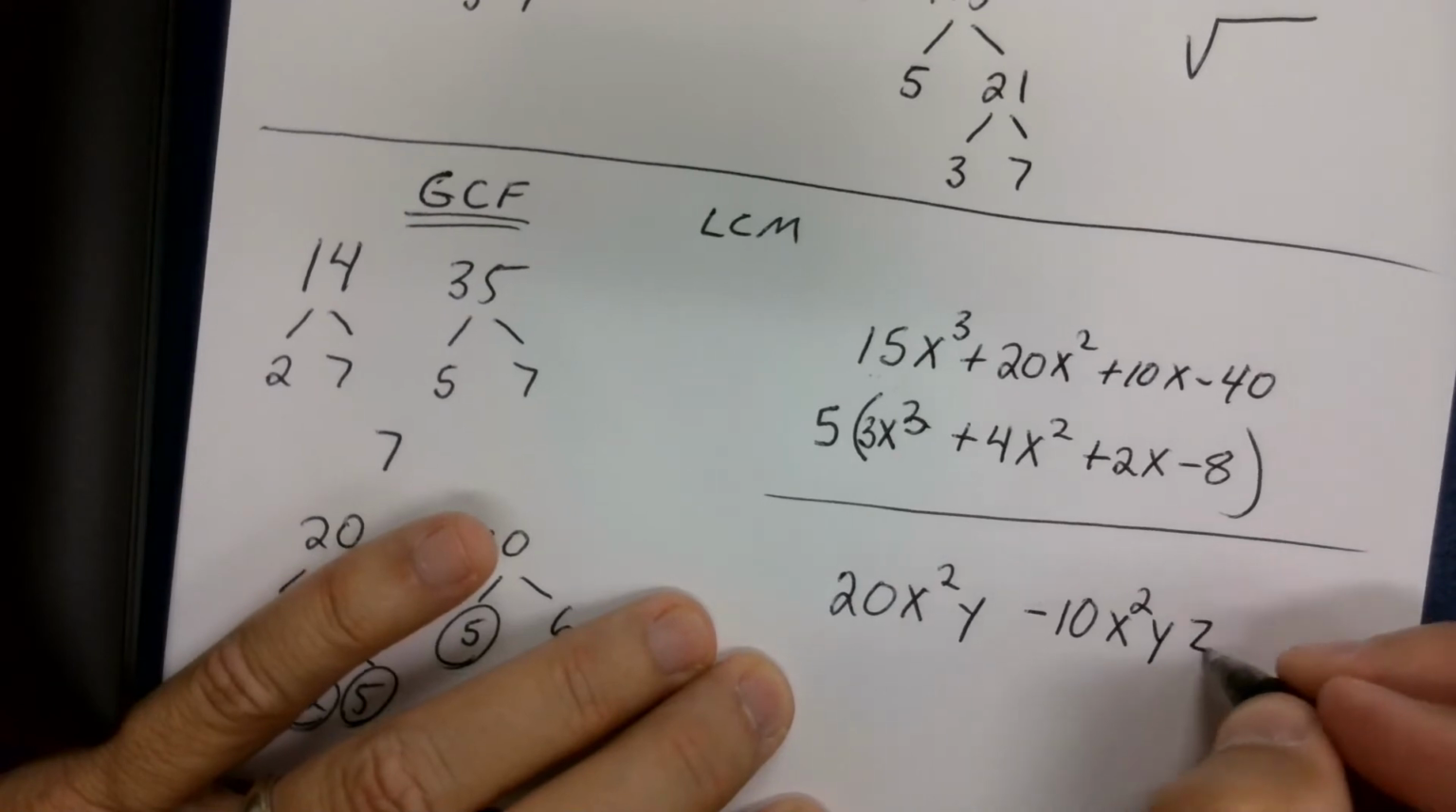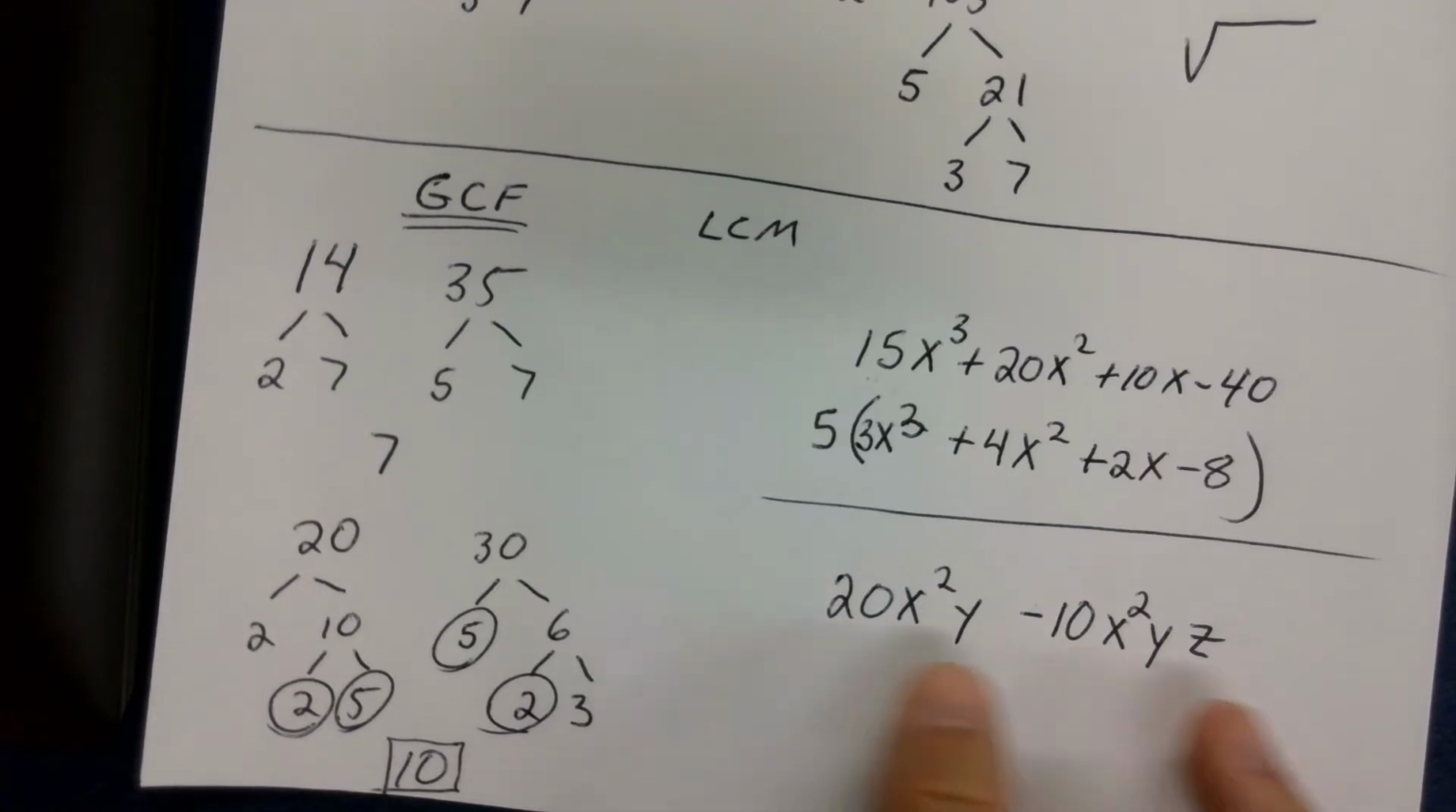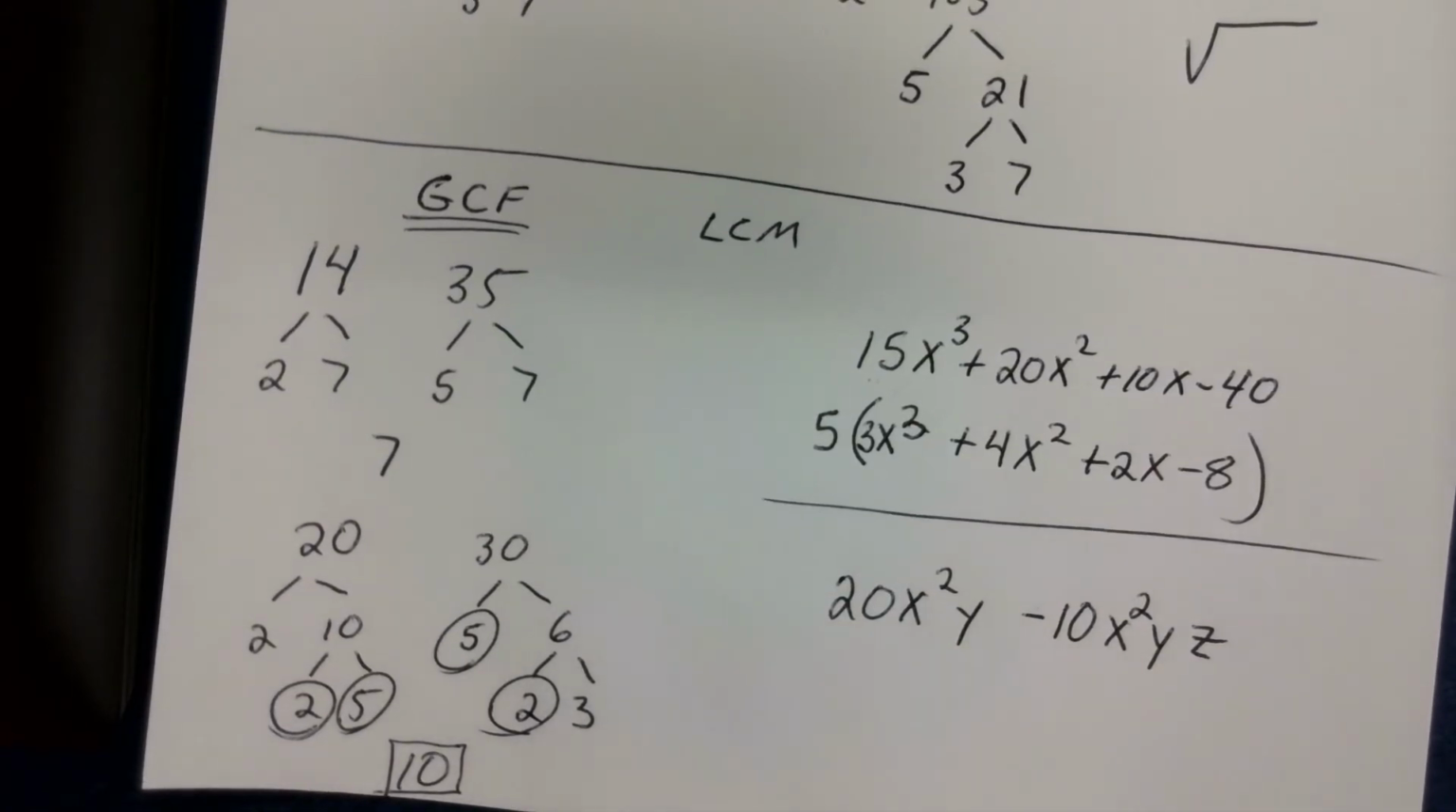And then I'll put a z on that one. So I'm looking for common factors to this, and I'm going to look for two different ways. I'm going to look for numbers that are common, I'm going to look for letters that are common. I'm going to pull them both out.